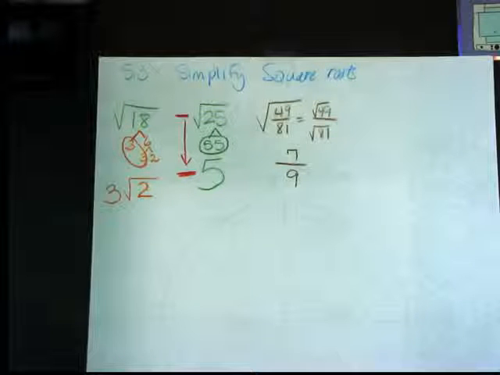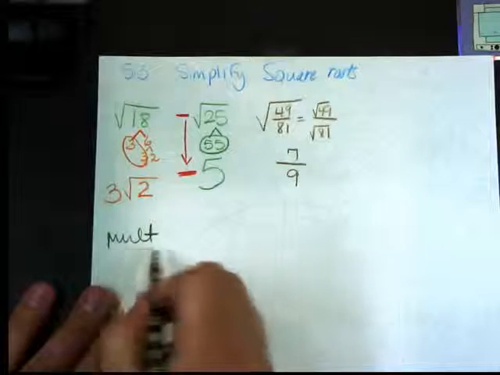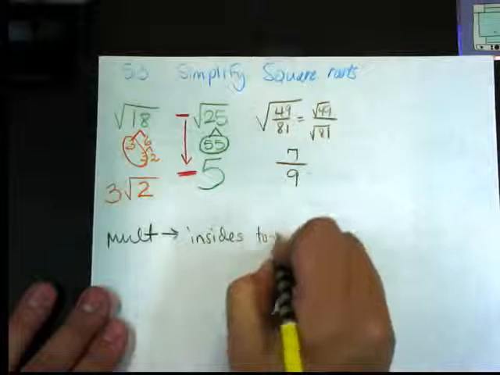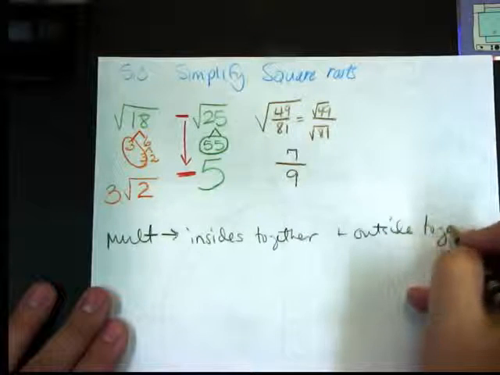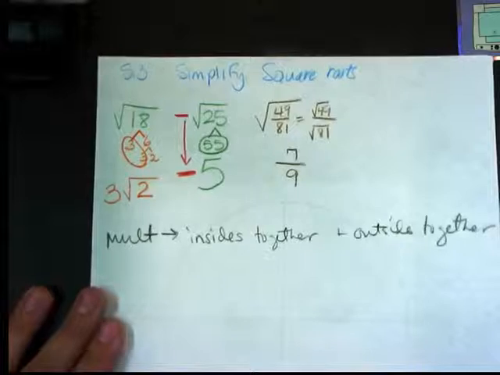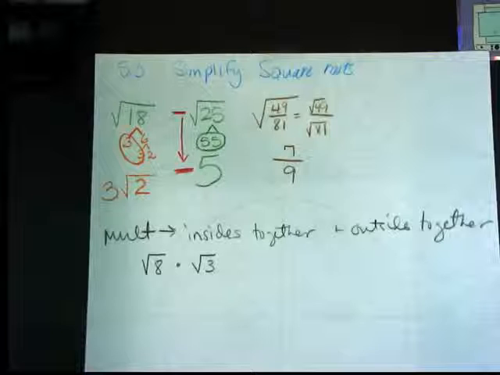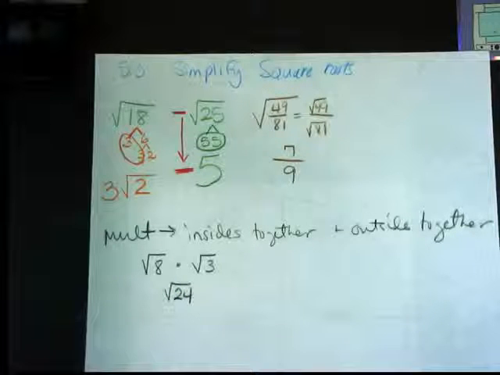Okay, so let's go to multiply. When you multiply, you do insides together and outsides together. So the square root of 8 times the square root of 3. The insides are 8 and 3. I get 24. At this point, I always need to reduce.